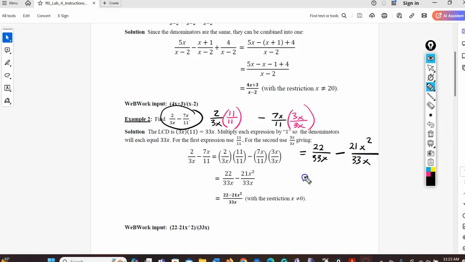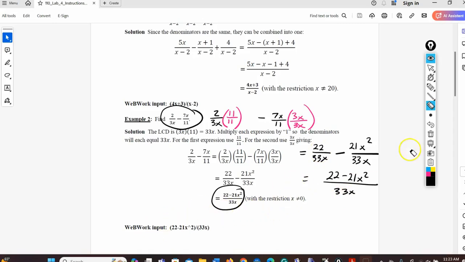Now they have the same denominator, so I can put them together into one fraction. And I can't do anything more with that. That's as refined as I can get it. And of course, that's just going to be 3x in the denominator. And of course, x is not allowed to be 0, because if x is 0, that's going to make the denominator 0, and the whole thing's going to blow up.